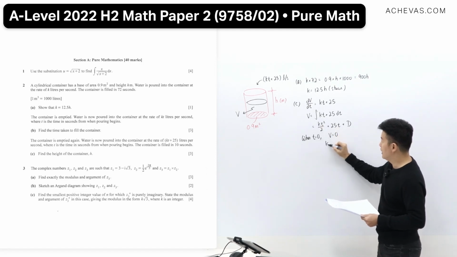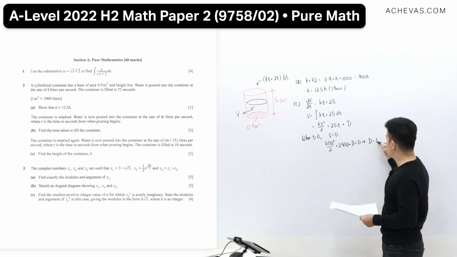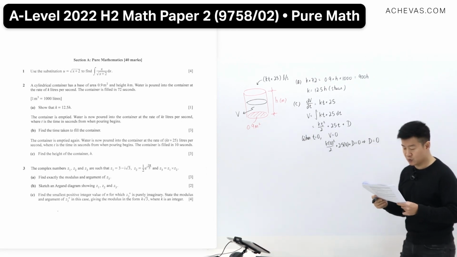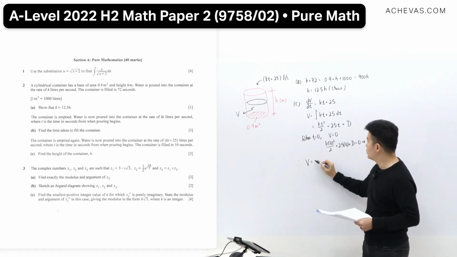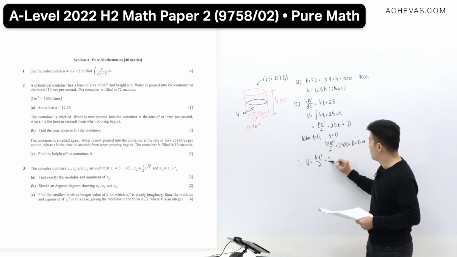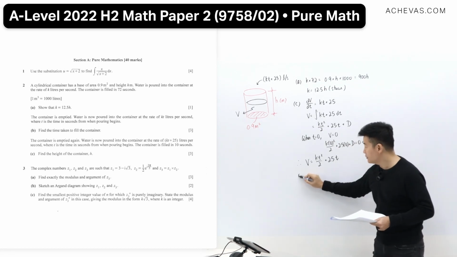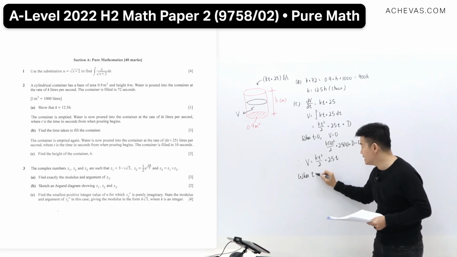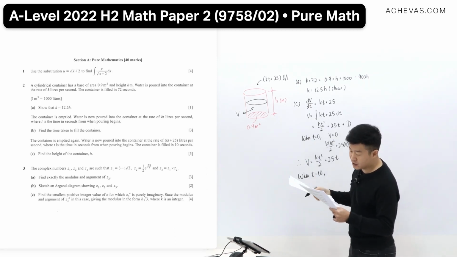So we will have k times 0 squared over 2 plus 25 times 0 plus d. This is equal to 0. This tells us that d is going to be equal to 0. So v is going to be equal to kt squared over 2 plus 25t.